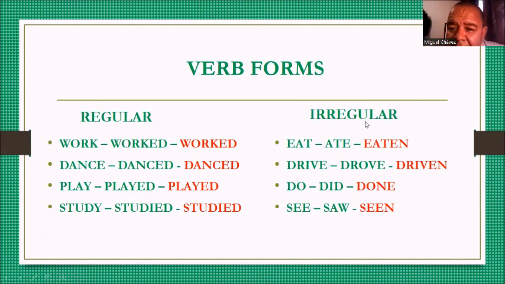In the irregular verbs, we need to memorize them because they change the form. Let's see these examples. Eat, ate, eaten. Drive, drove, driven. Do, did, done. See, saw, seen. Where we have present, past, past participle. In the present perfect, we use the past participle, the verbs that are in red.